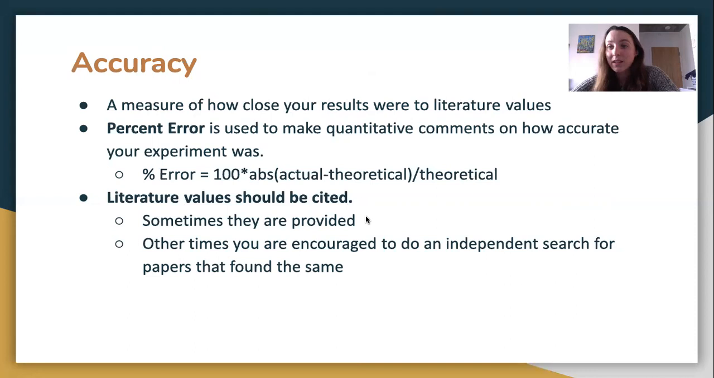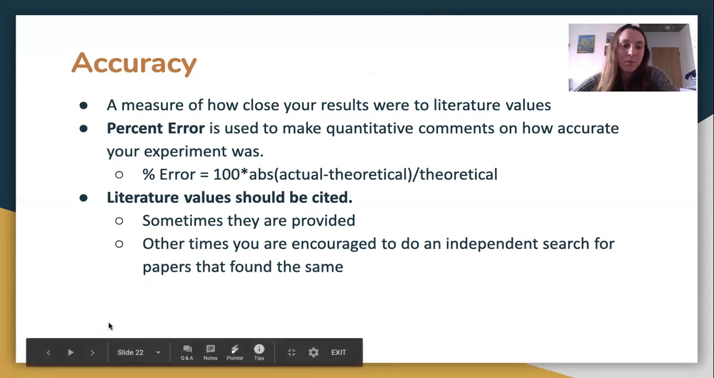Sometimes they're provided or discussed in lecture what that literature value should be, what that correct answer is. Other times, you should go explore, search for some papers. All of these experiments in this course are concentrations of components of seawater, so you can just go to Google, concentration of X in seawater, and I'm sure you'll find some papers.